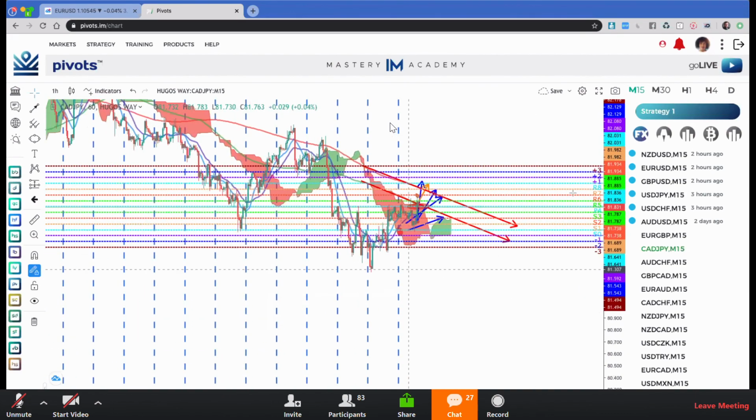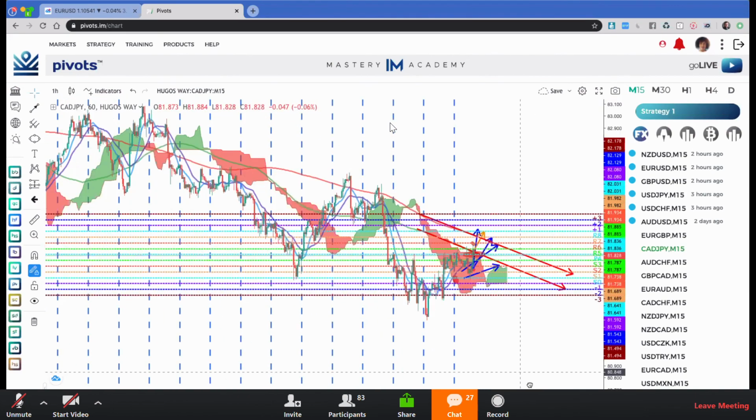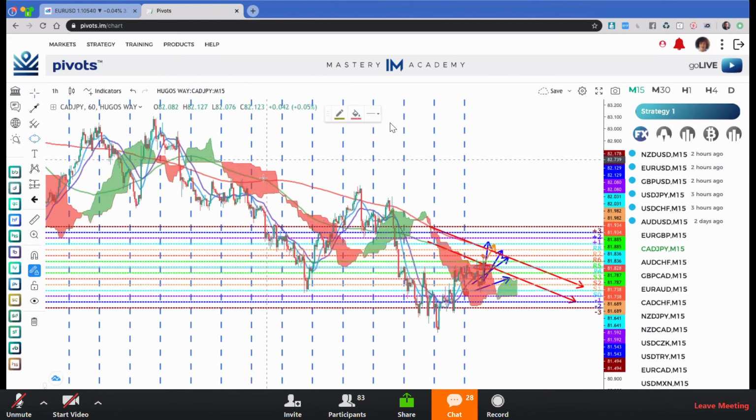But look at this. Is this a downtrend or an uptrend? It's a downtrend from here. From 13 November, we are basically in a downtrend.